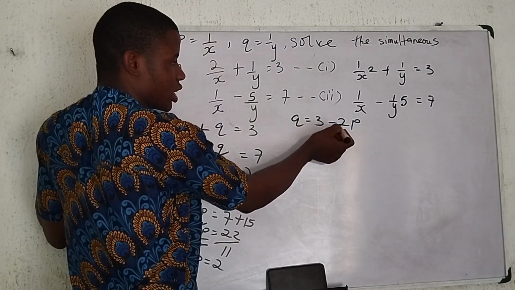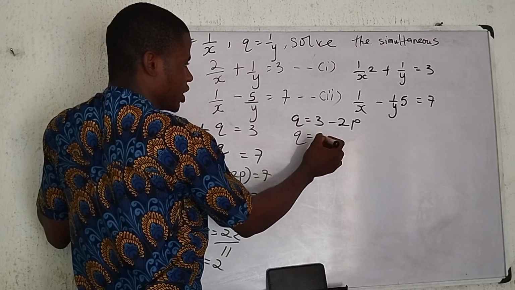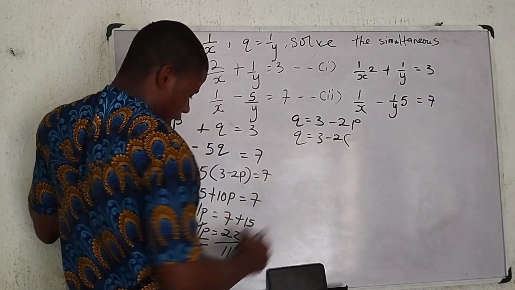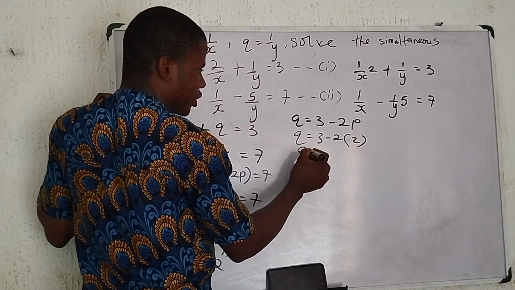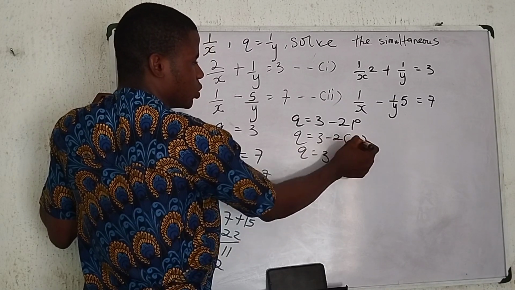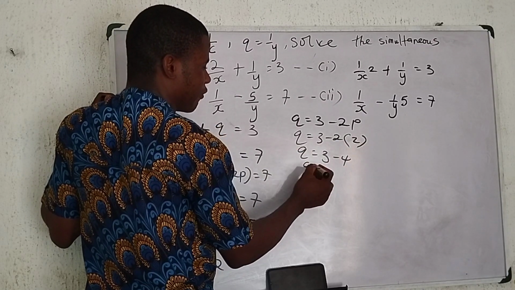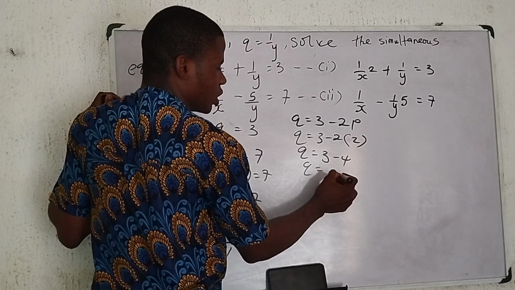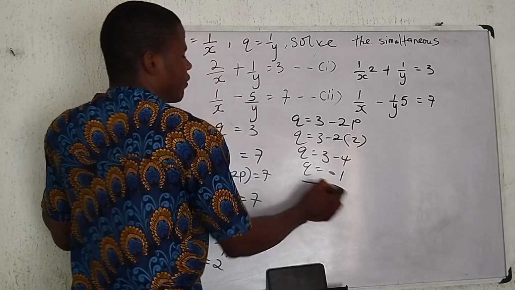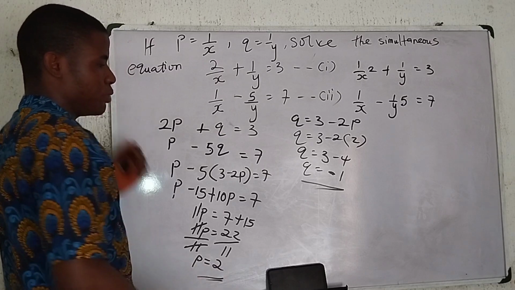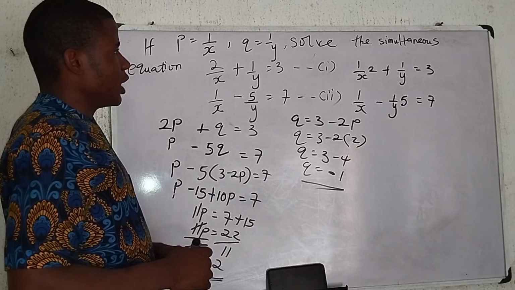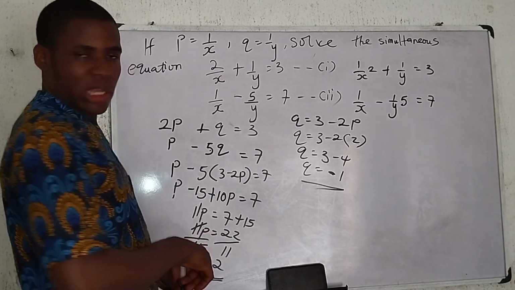Then let's get the value of Q now. I know that Q is 3 minus 2P. So Q is equal to 3 minus 2 times P, and P is 2, right? So Q is equal to 3 minus 2 times 2, which is minus 4. So Q is 3 minus 4, which is minus 1. So I've gotten the respective values of P and Q.